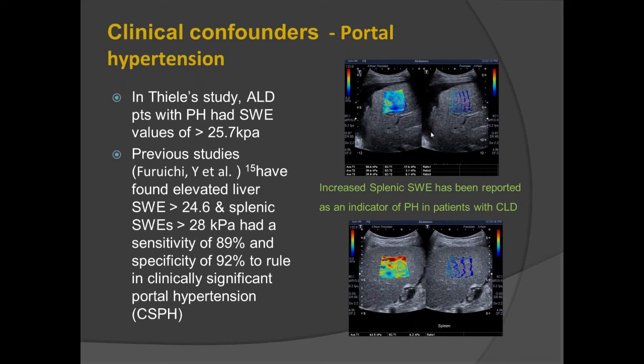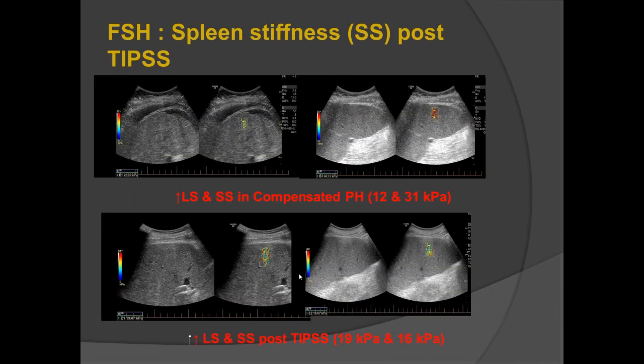And this is interesting. So as we know, we put in transjugular portosystemic shunts in patients to decompress the liver to release portal hypertension. And this is an interesting case that we had in the department where you could see before the TIPS shunt, the spleen had an elastography value of 30, and then after the shunt, an elastography value of 16.